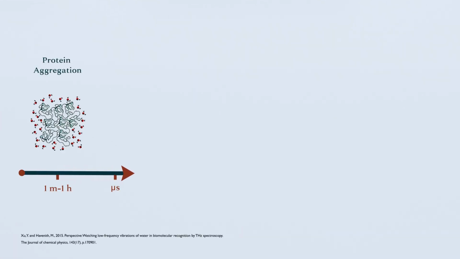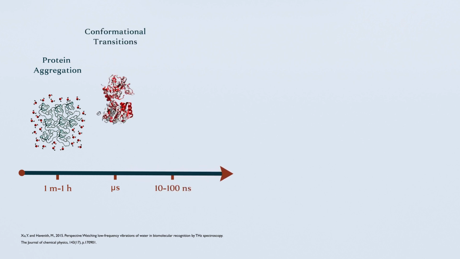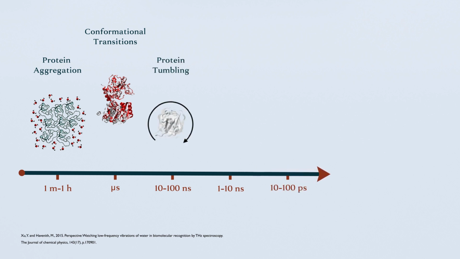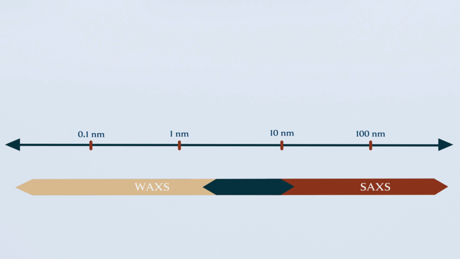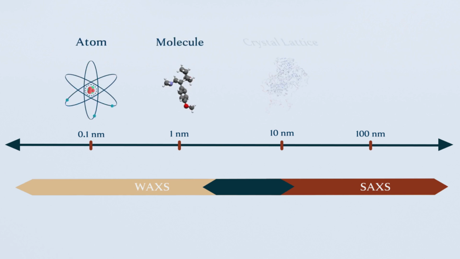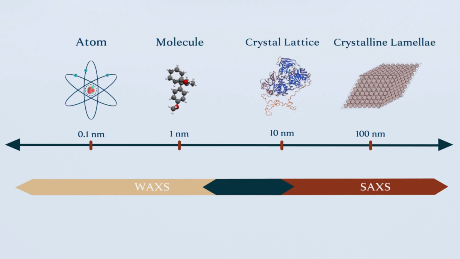For example, slow processes like protein aggregation typically occur in the range of minutes to hours, conformational transitions in seconds to microseconds, and molecular tumbling in the time frame of multiple nanoseconds. In addition, length scales from micrometer down to nanometer can be measured. This information is provided by analyzing the fluctuations of the nanostructures present in your sample.